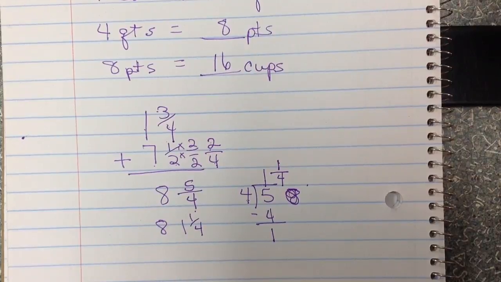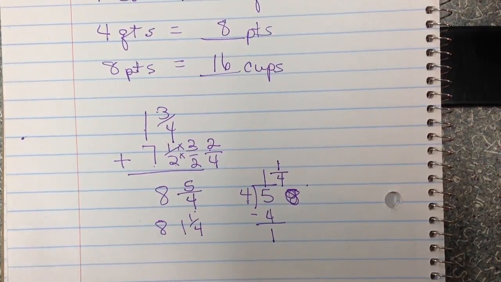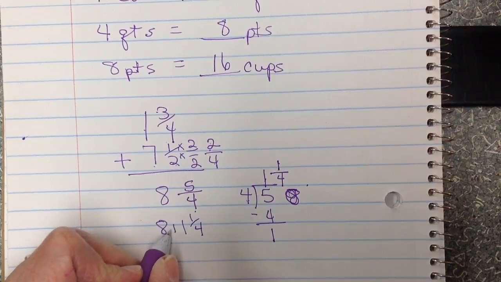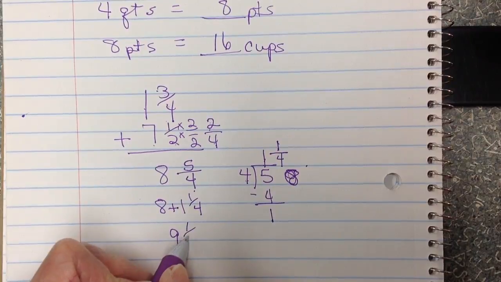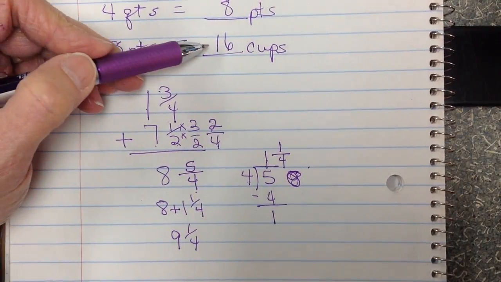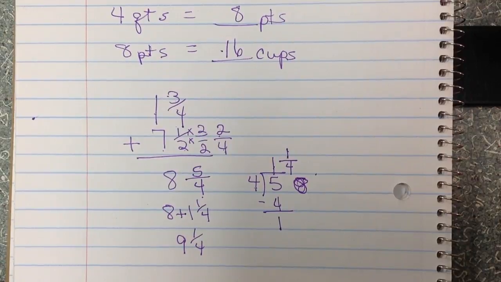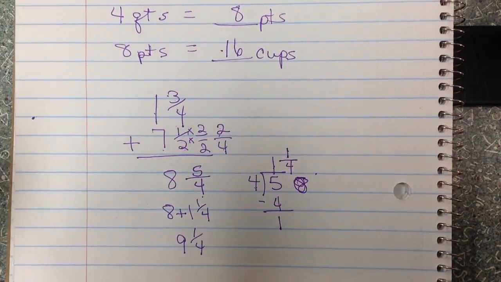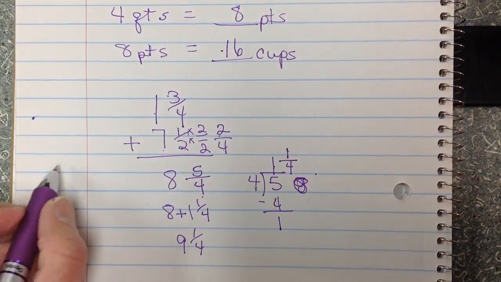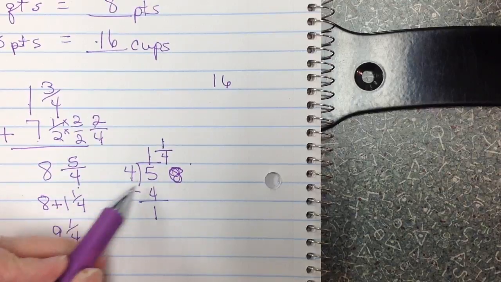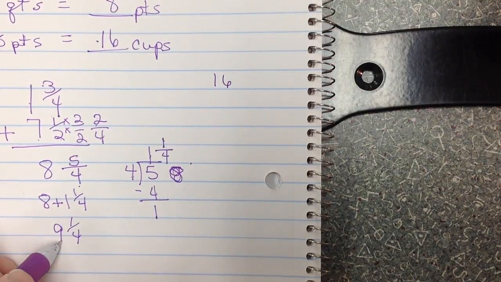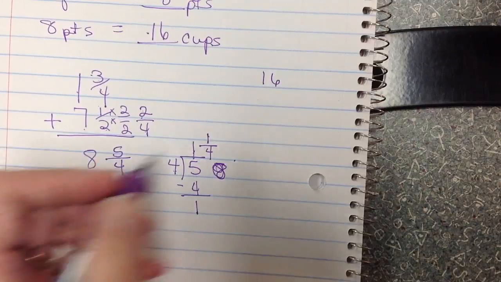Now I can't put my answer as 8 1 1/4. That's wrong. So I take this 1 1/4, I add it to my 8. He has used 9 1/4 cups. He has 16 cups. He's got a gallon. Will he have enough? Will he have 6 cups to make rice pudding? So I'm going to take my 16 cups and I'm going to subtract what he's used so far, his 9 1/4 cups.